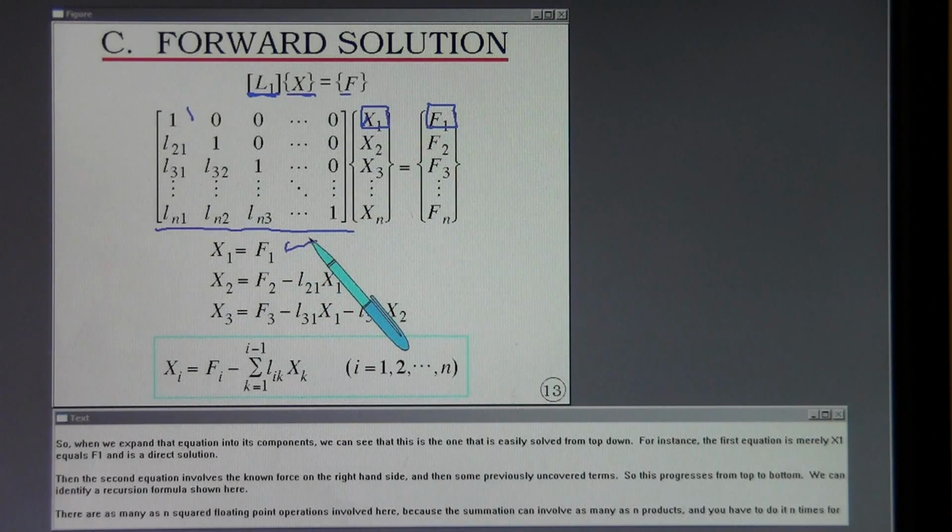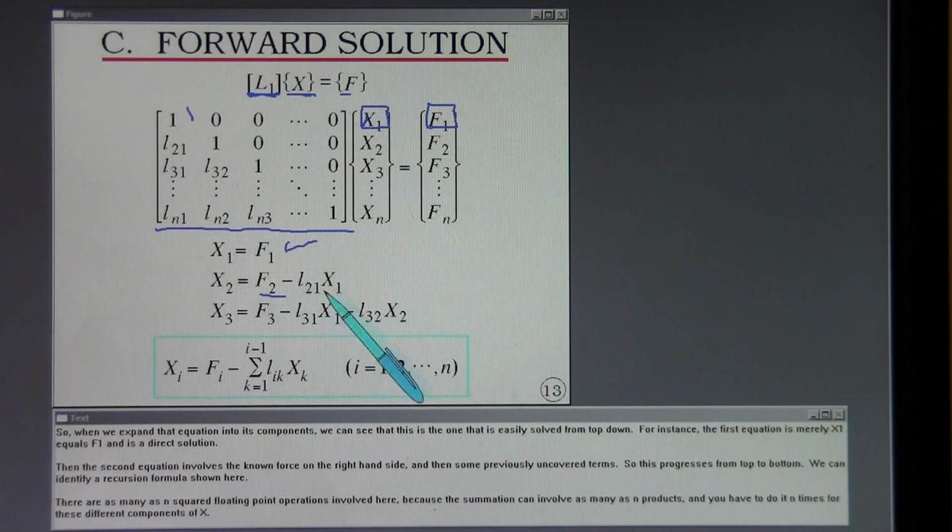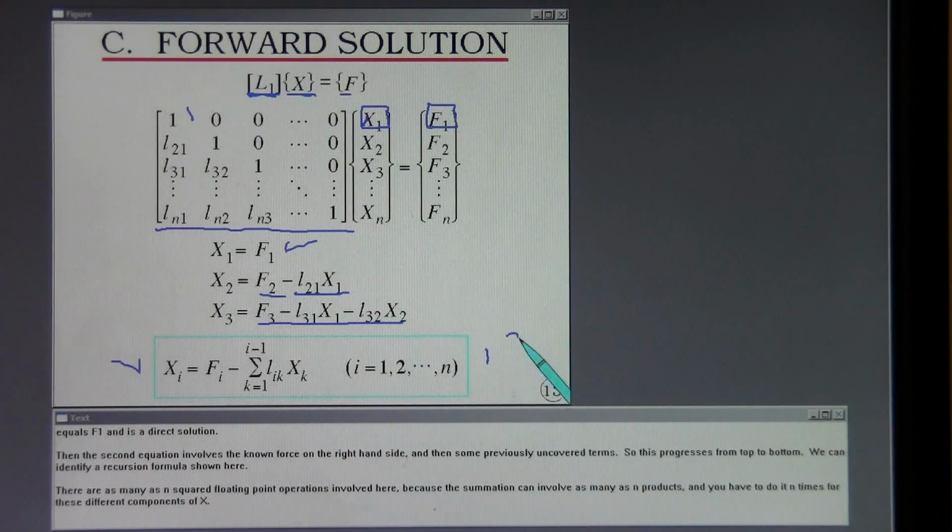Then the second equation involves the known force on the right-hand side and then some previously uncovered terms. So this progresses from top to bottom. We can identify a recursion formula shown here. There are as many as n squared floating point operations involved here, because this summation can involve as many as n products, and you have to do it n times for these different components of x.